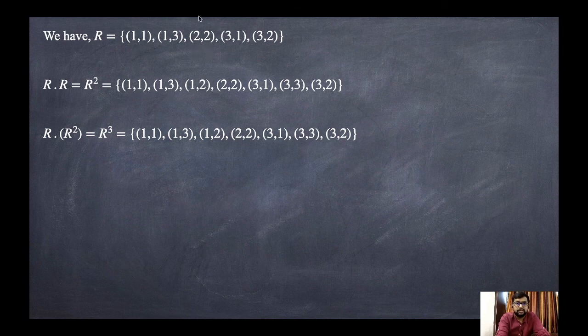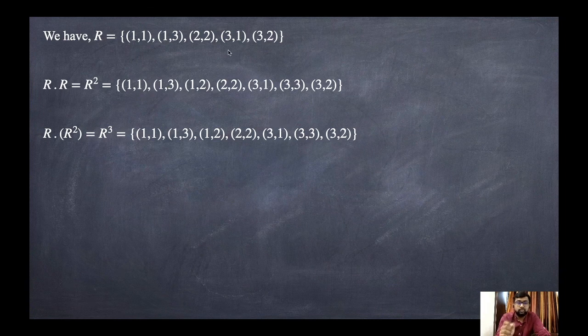Now next consider (2, 2). Now 2 goes to 2. Now in R square, 2 goes to 2, so the entry will be (2, 2). Now next, 3 goes to 1 and 1 goes to 1, 1 3, 1 2. So (3, 1), (1, 1). So (3, 1) will be there like this.